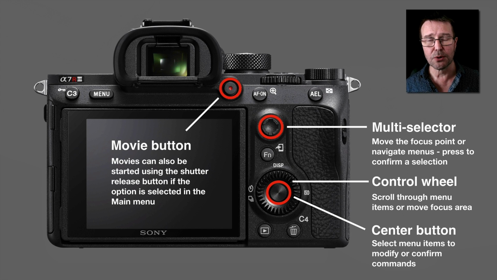Now the movie button is worth talking about a little bit. Now there is a movie icon on the shoot mode dial, but you can be shooting stills in aperture priority or shutter priority and press the movie button and start recording a movie. But it won't start recording the movie in shutter priority or aperture priority unless you set the camera up to do that when shooting movies. Typically what it'll do by default is it will start using program exposure mode even though you're in aperture priority mode on the shoot mode dial. So that is worth noting there.